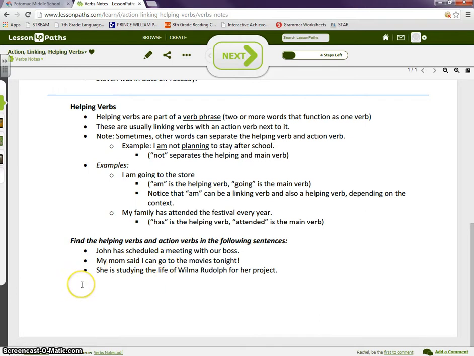Last one. She is studying the life of Wilma Rudolph for her project. Find the action verb and then see if you can find the helping verb. The action verb in this case is studying, and the helping verb is. Now keep in mind I did say that sometimes they can be split, so don't be surprised. Okay, and the other thing that you want to keep in mind is helping verbs. Sometimes you can have 2 or 3 in a row, but we'll talk about that in class.